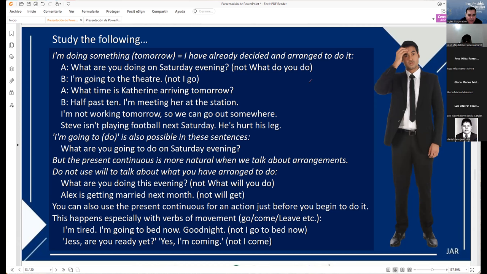Steve isn't playing football next Saturday. He's hurt his leg. He isn't playing football. He's sure that he's not playing. Why? He's hurt his leg. Now, I'm going to do.